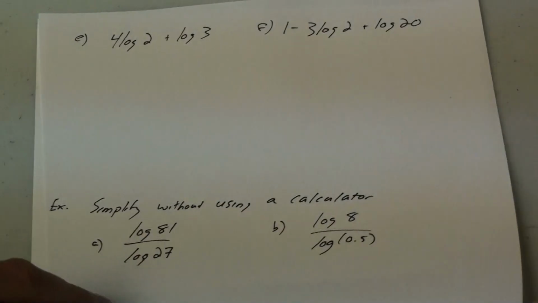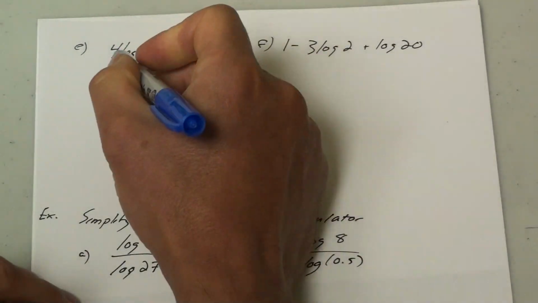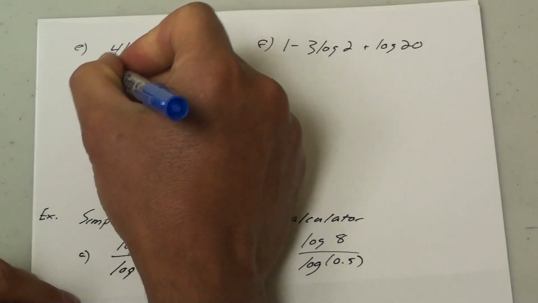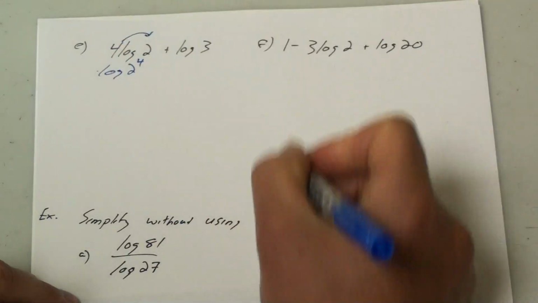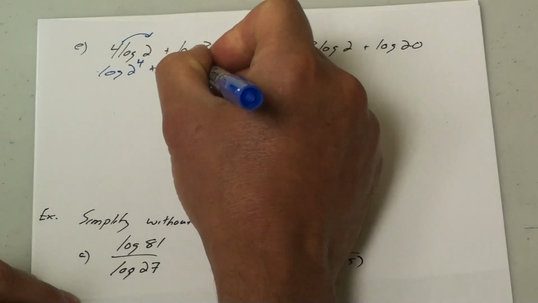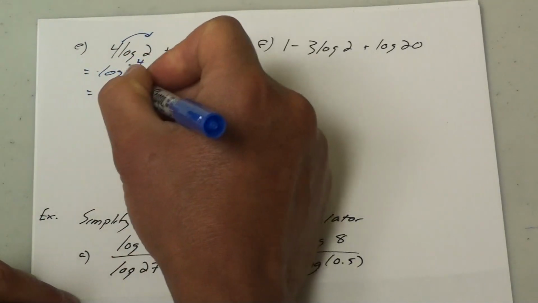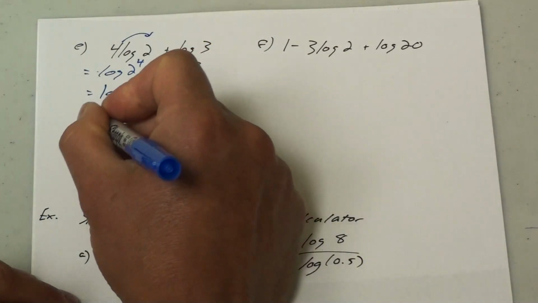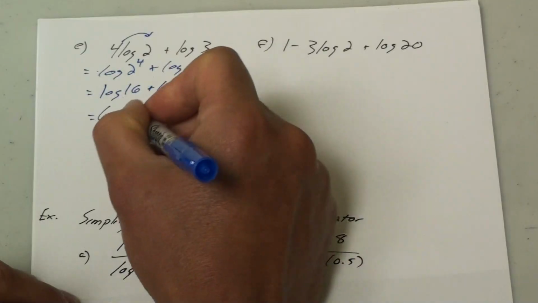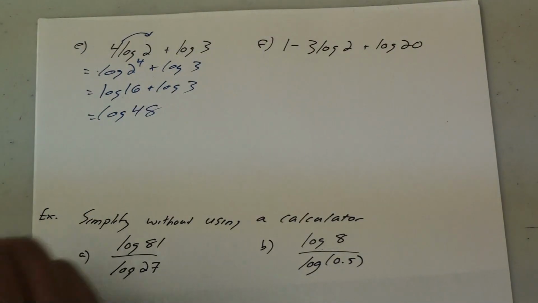Lots more examples we can do with this stuff. The next one, to keep on going, simplify down. So the third rule said if you have an exponent in front, you can take it up. So I have log 2, and that becomes the exponent of 4, plus log 3. Okay, so 2 to the 4 is 16, plus log 3. Adding means multiplying. So multiply 16 times 3, which is 48. Now I have it down to one logarithm.